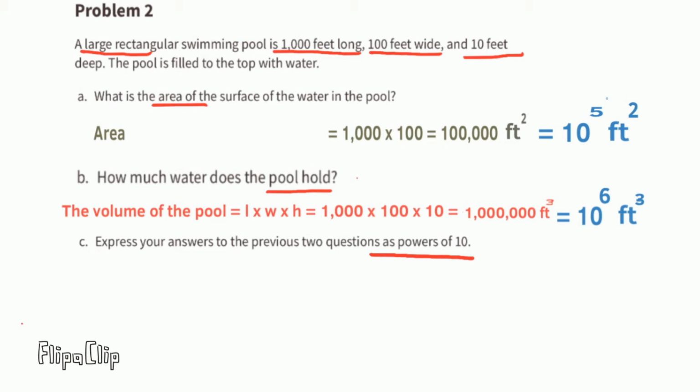Now let's look at B. B is almost exactly the same as A, except they're also multiplying it by 10. And that's 10 to the power of 1. Exponent 5 plus exponent 1 equals exponent 6. And it's three-dimensional. So B would be 10 to the power of 6 cubic feet.